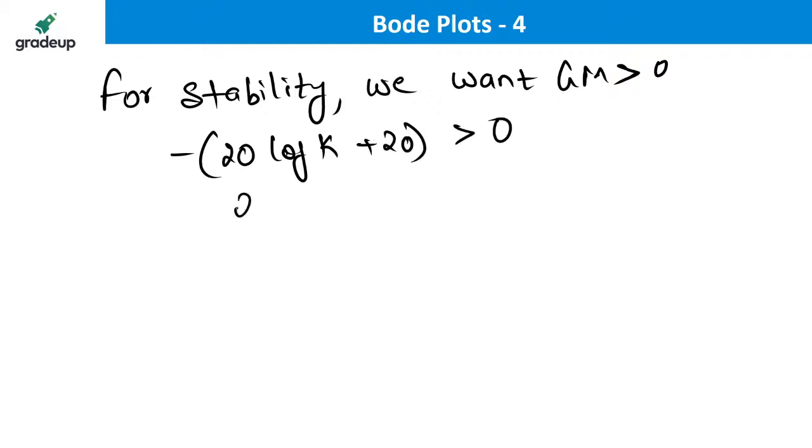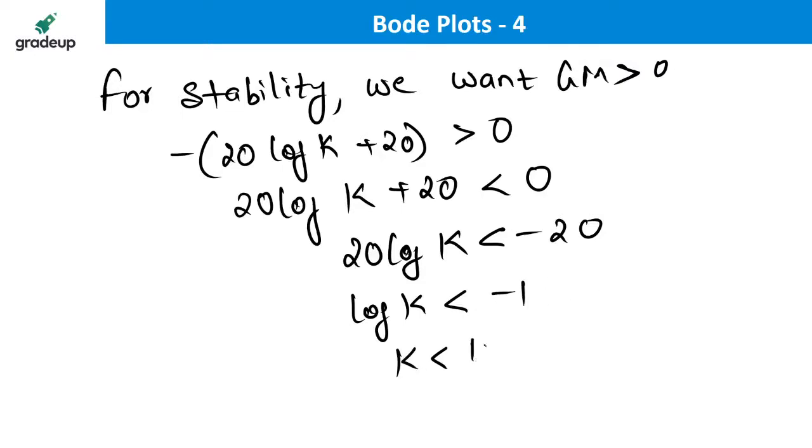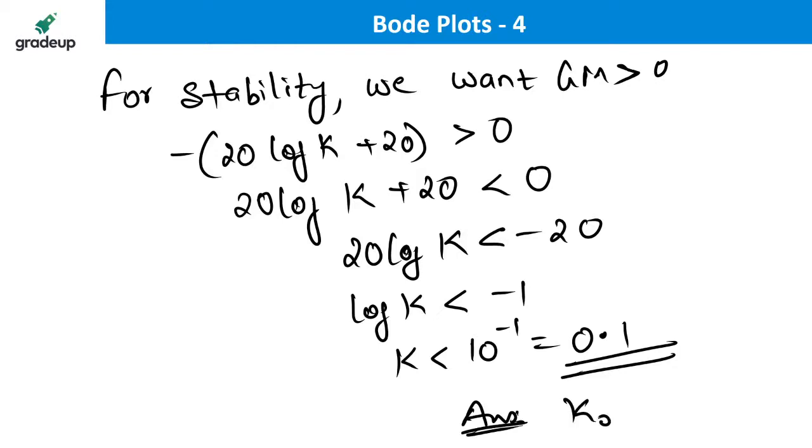Minus को shift करते हैं तो inequality sign will also change. 20 log k plus 20 should be negative. Then only minus of minus will become plus. So I have 20 log k less than minus 20, or log of k less than minus 1. That means k less than 10 raised to the power minus 1, which is 0.1. So the answer, k naught, is 0.1.